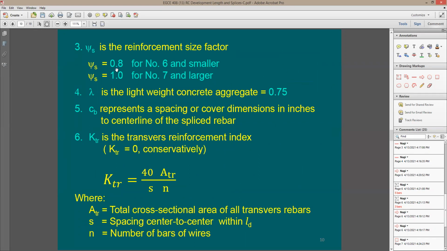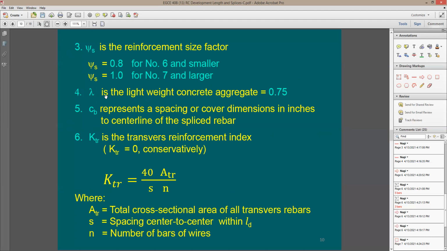It says use 0.8, which means that you're going to need less development length when the bar size is number 6 and smaller. For number 7 and larger, you're going to be using 1.0. Now it makes sense. Now I understand the meaning of this size. Because when you have a smaller size for the same cross-section area, you're going to have more surface area, more bond. This is why the length is going to be smaller.